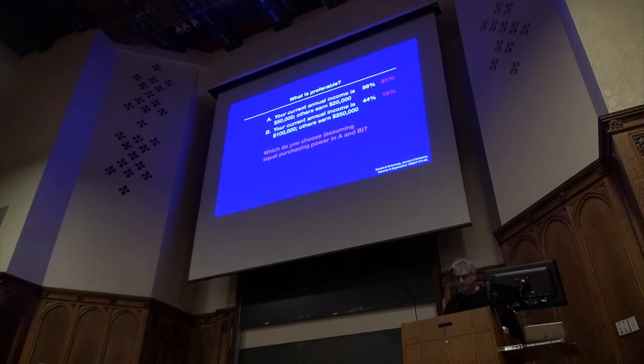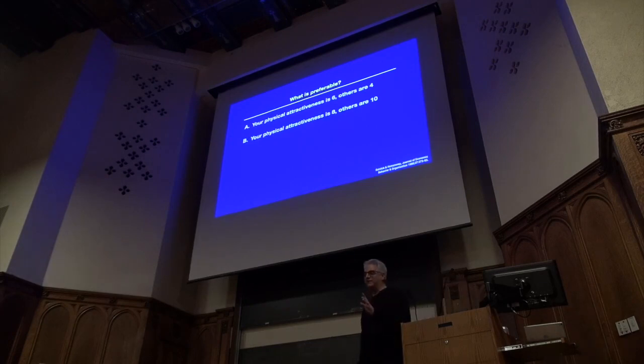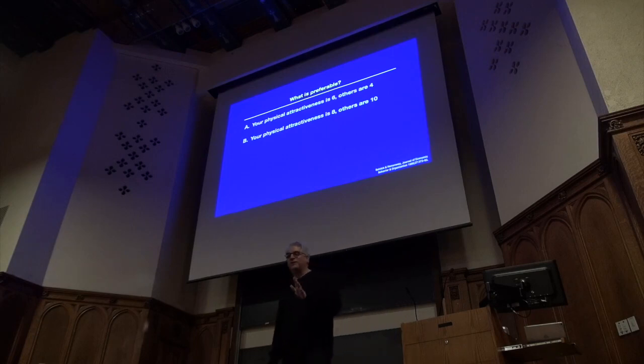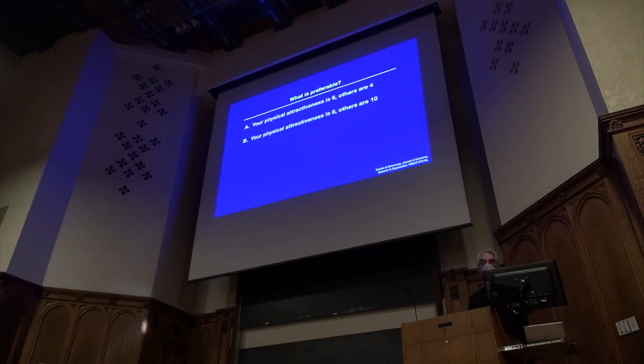Here's the next question. Your physical attractiveness is a 6, and everyone else is a 4. Stephen, I want to look for consistency here. Or your physical attractiveness is an 8, and everyone else is a 10. Okay, you got to pick. Everyone has to vote. There are two options. You can't make the full purchasing power assumption here.